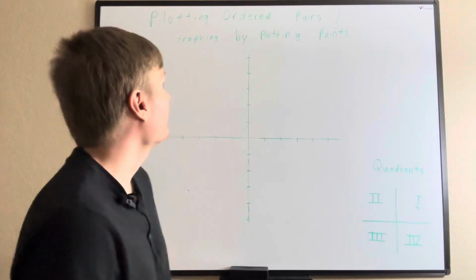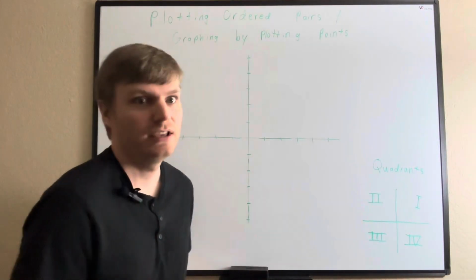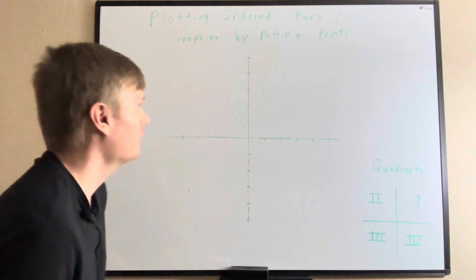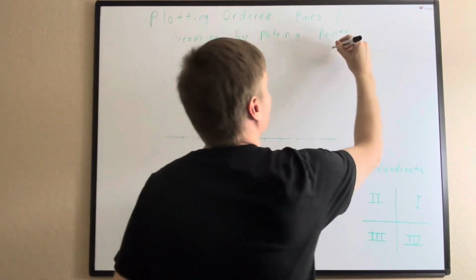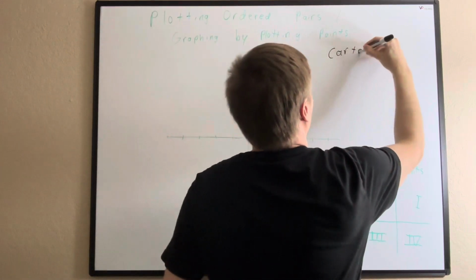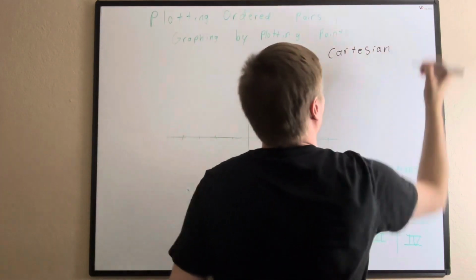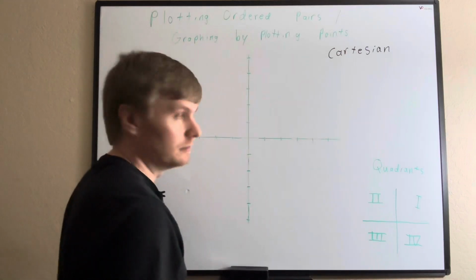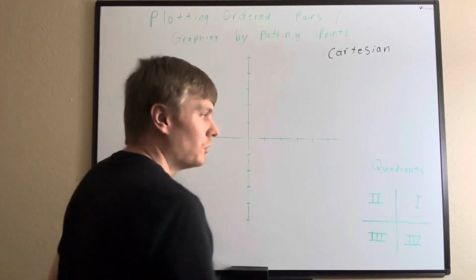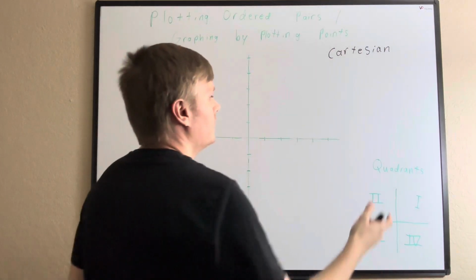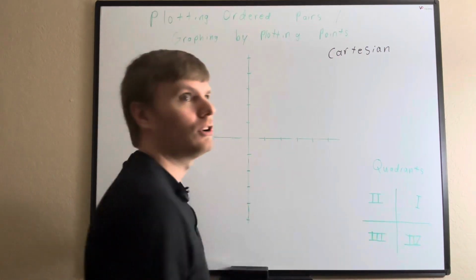In this video, I'm going to go over plotting ordered pairs and graphing by plotting ordered pairs. Now, we use the Cartesian coordinate system. That's what it's called. Probably named after some mathematician. And in the Cartesian coordinate system, you might need to know the different quadrants.